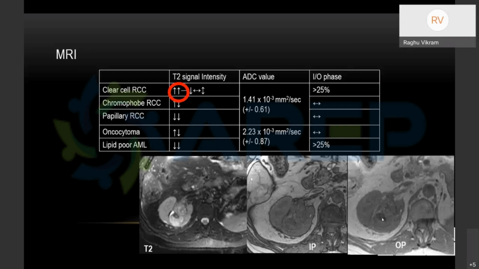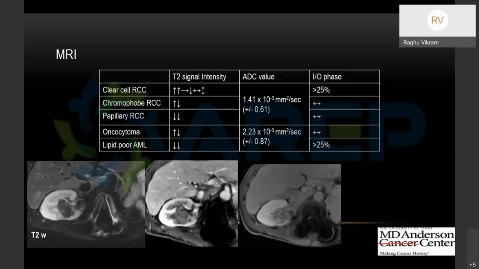Now, when you do in and out of phase, usually there is no drop in signal, but occasionally you can get a drop in signal like this. You can see that there, right? So that is a drop in signal. Then when you give the contrast to this, it enhances the same way as the previous slide. That is, it enhances very avidly, to the same extent as that of the cortex. So if I have a T2 high signal intensity lesion, which enhances a lot, then I know that this is clear cell renal cell carcinoma.